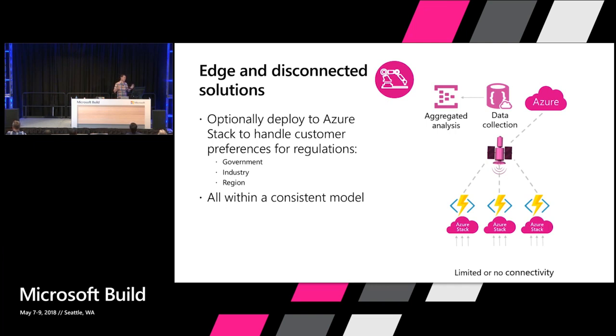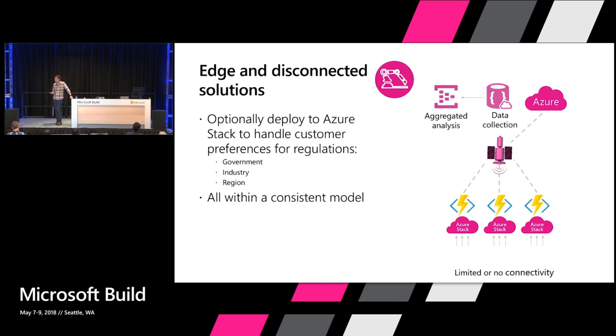So the bottom line of edge and disconnected is you leverage the broad Azure to basically do the training of your models and the large-scale data collection. And then you use Azure Stack to basically treat the data and the processes that need to stay on-prem. And keep in mind the limited or no connectivity. Disconnected is a very, I think, strong word to describe. You may have intermittent connectivity.